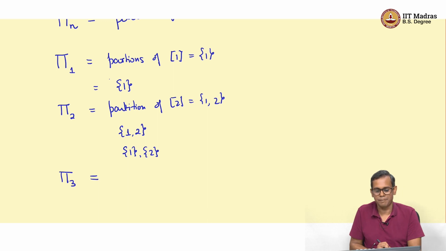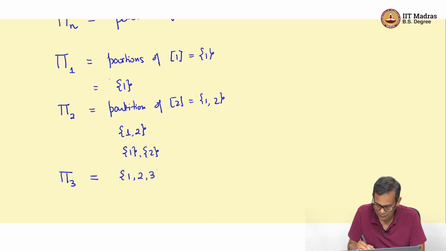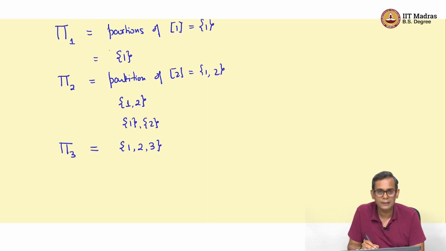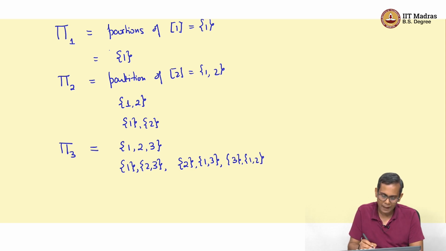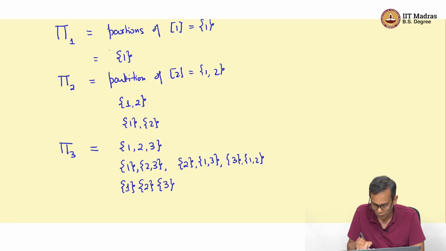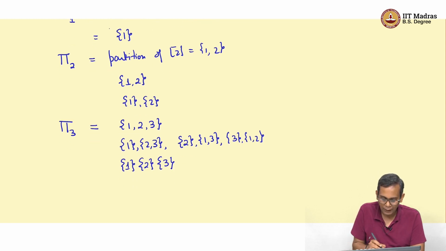What about Pi 3? Now you have several possibilities. Either you can take the full set {1,2,3}, or you can break it up into 2 blocks. You can have one set of size 1, say {1} and then {2,3}, or you can have {2} and {1,3}, or you can have {3} and {1,2}. And finally, you can break it up into 3 subsets, all singleton. And we could try writing Pi 4 and so on.